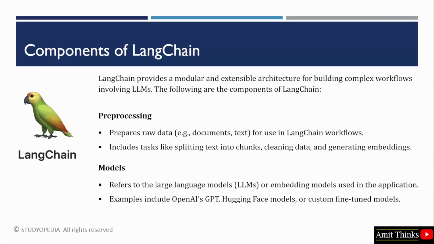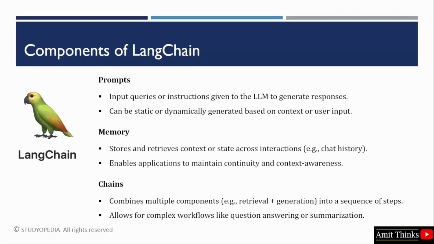Then comes your models. These are your LLMs, that is large language models, or even the embedding models. You must have heard about GPT, also Hugging Face models. With that, it also includes your custom fine-tuned models. Then comes the prompts component. These are like your queries or instructions, or consider them as the input which is given to the LLM to generate responses. These are like the prompts you type on ChatGPT. It can be static or dynamically generated based on context or user input.